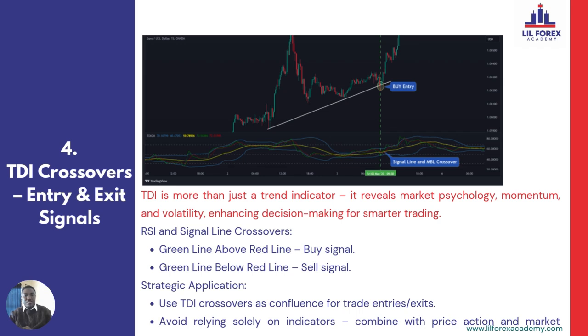When the green line is above the red line, that's a buy signal, and when the green line is below the red line, that is a sell signal. So it depends on how you want to use the TDI indicator.